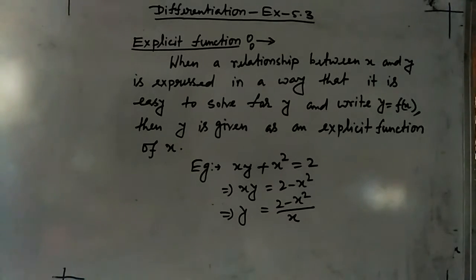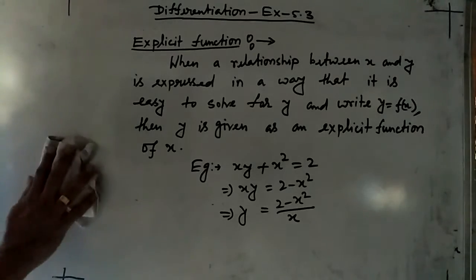So in exercise 5.3, most of the questions you will get are implicit functions. If an implicit function is given, then you differentiate both sides, all the terms you have to differentiate, then you will get the answer. Then I'm showing a few questions one by one, and the rest of the questions you will solve as an assignment, right?